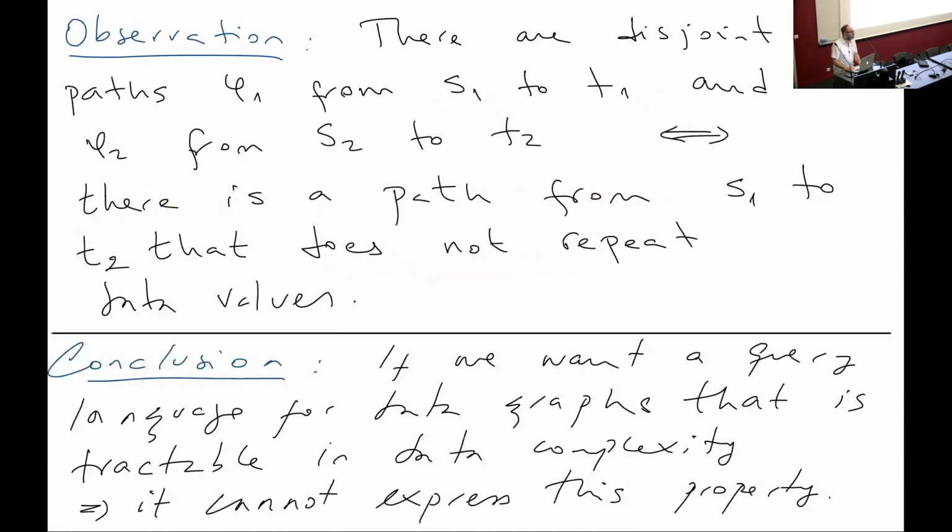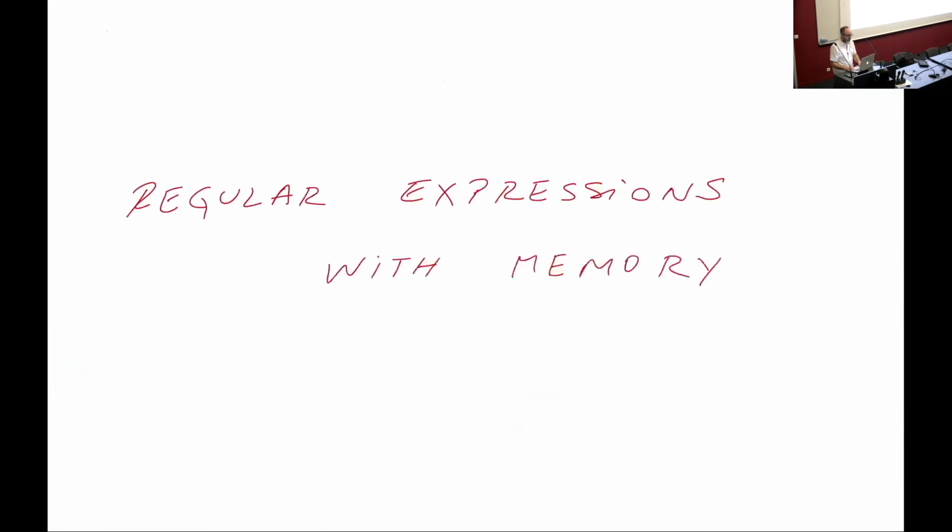So what is the conclusion behind this negative result? If we want a query language for data graphs that is tractable in data complexity, it cannot express this property. This is a limiting property, a constraint. This property is NP-complete. If a language expresses it, it will be NP-complete in data complexity, and that's bad for us.